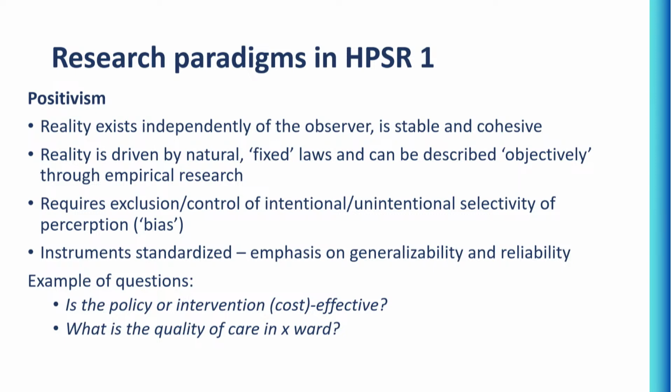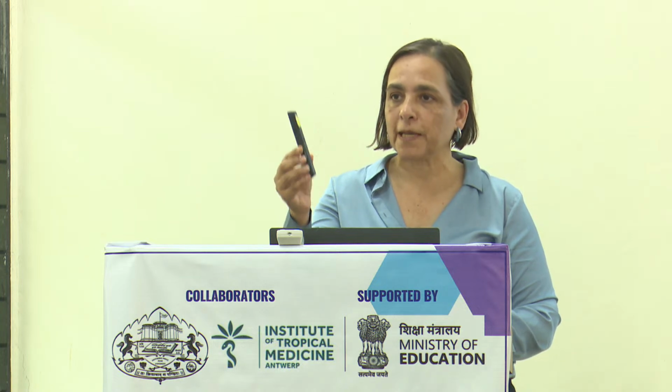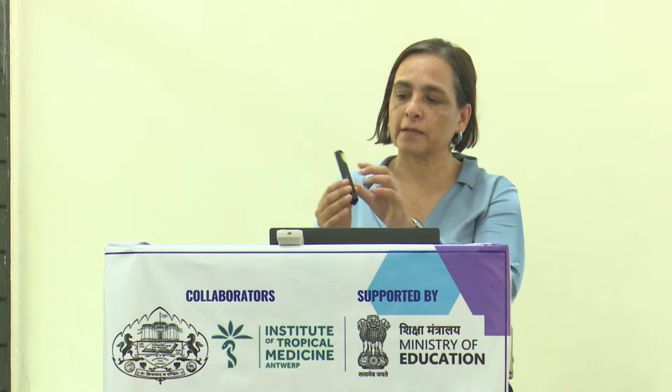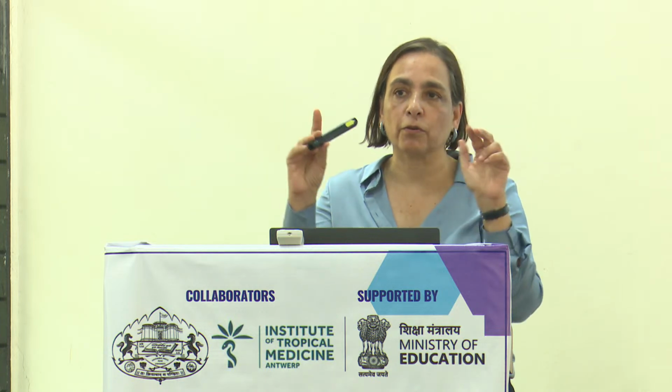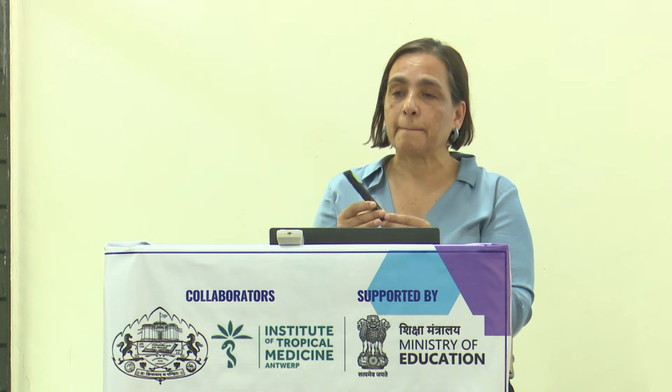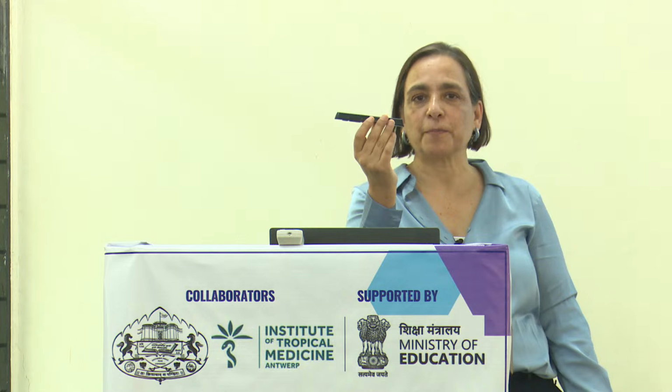Positivism is essentially when you say everything is measurable, everything exists independently of the observer. It's stable and it's cohesive. I pick up this pen, the reality of this pen is something I can measure. I can document the size, the texture, the material. All of this can be captured through objective measurements. Because everybody would agree, this is not a pen, but this is a pointer. Yeah, it's a laser pointer.